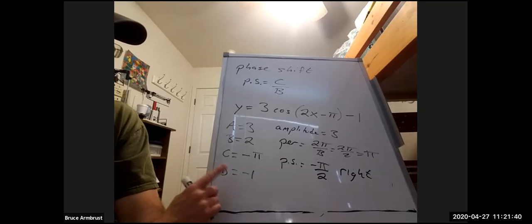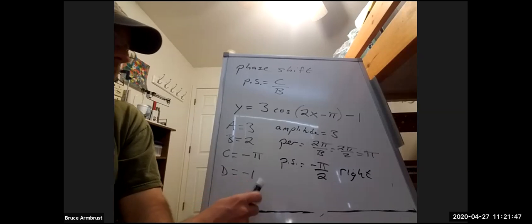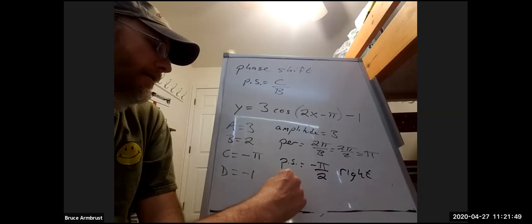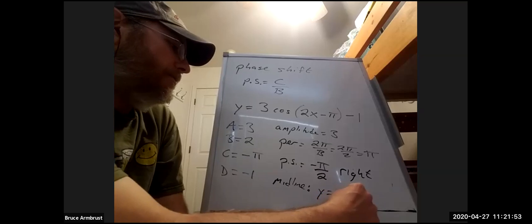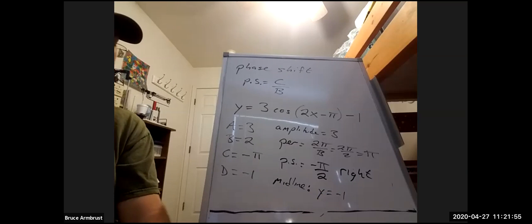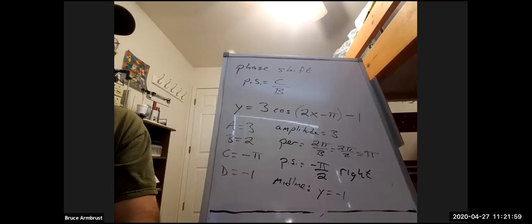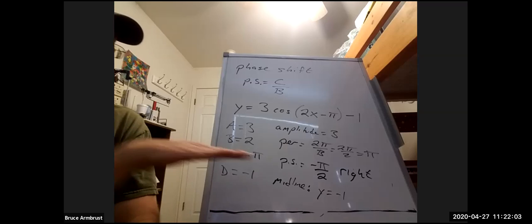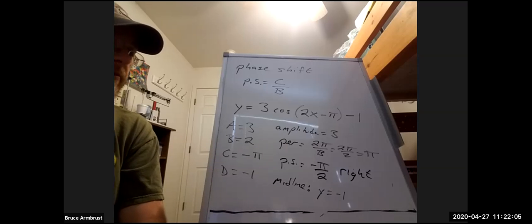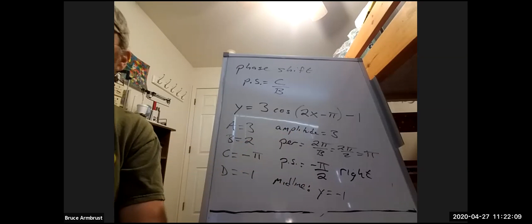Okay, so then lastly, we've got the D. And remember what D does. This is a vertical shift. So what this tells me is that the midline is now going to be at y equals -1. So instead of it being at the x-axis like we had before, I'm going to shift it down 1. So our center line is going to be at -1, and it's from there that I'm going to go up 3 and down 3 for my amplitude.